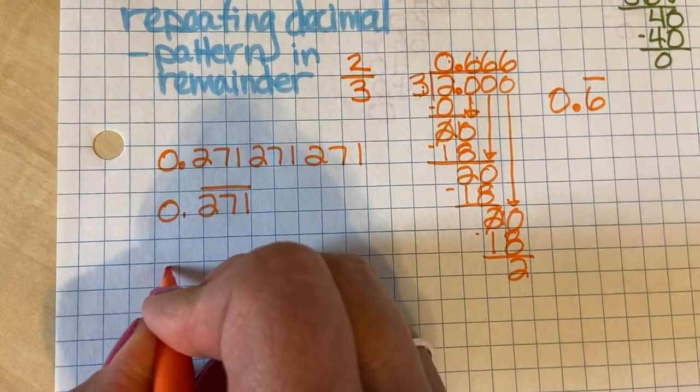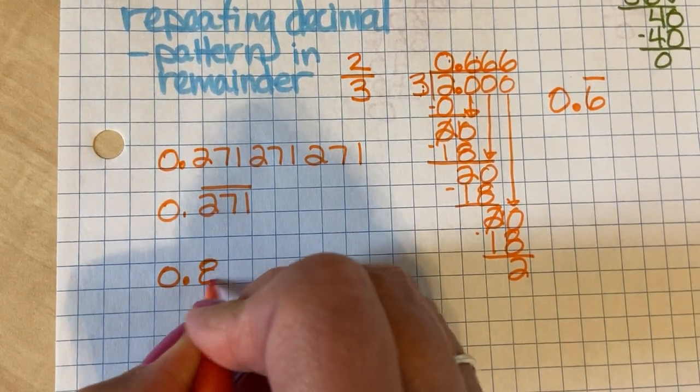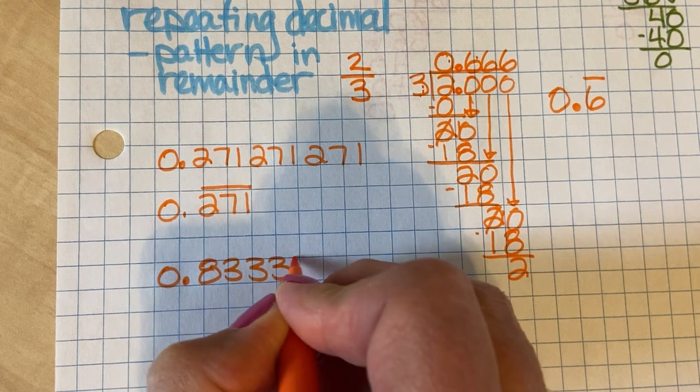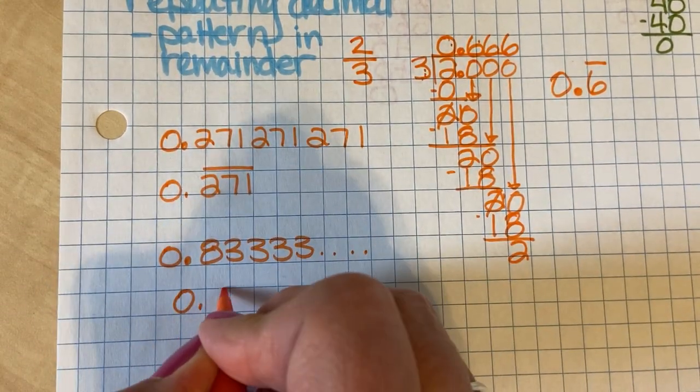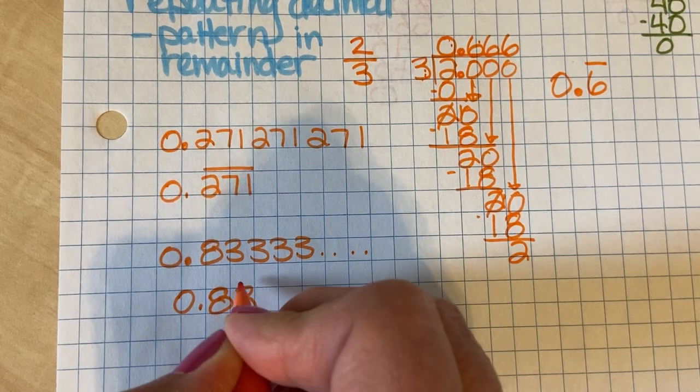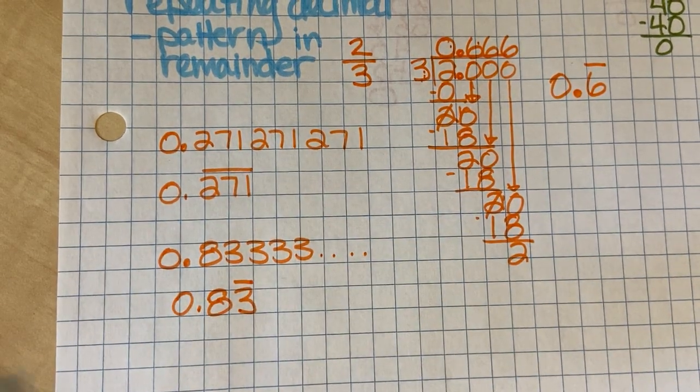If I had a number like this, 0.8333, and it just kept going with 3s, my answer would be 0.83, just the 3 repeated, so my line's going to go over just the 3, okay? That means that it just goes forever with a 3. All right, we're going to do one more problem like this, and we should be good.